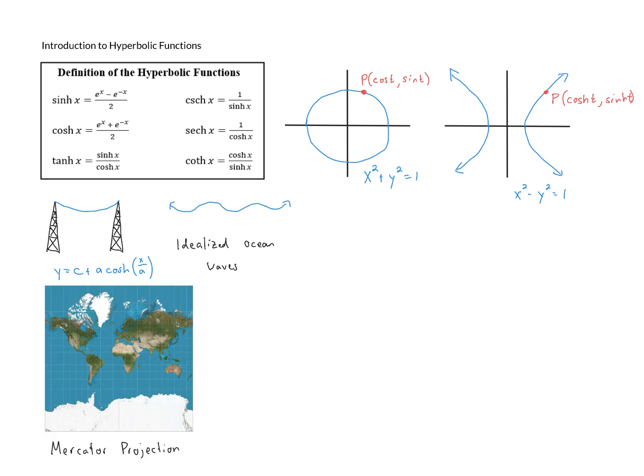We can also find hyperbolic functions if we look at certain maps. We know that there are different projections used to show the maps of Earth, because Earth is more or less spherical, but the way we display maps is flat. And so there are different projections that work in different ways. And in particular, the Mercator projection uses hyperbolic cosine in some of its calculations.